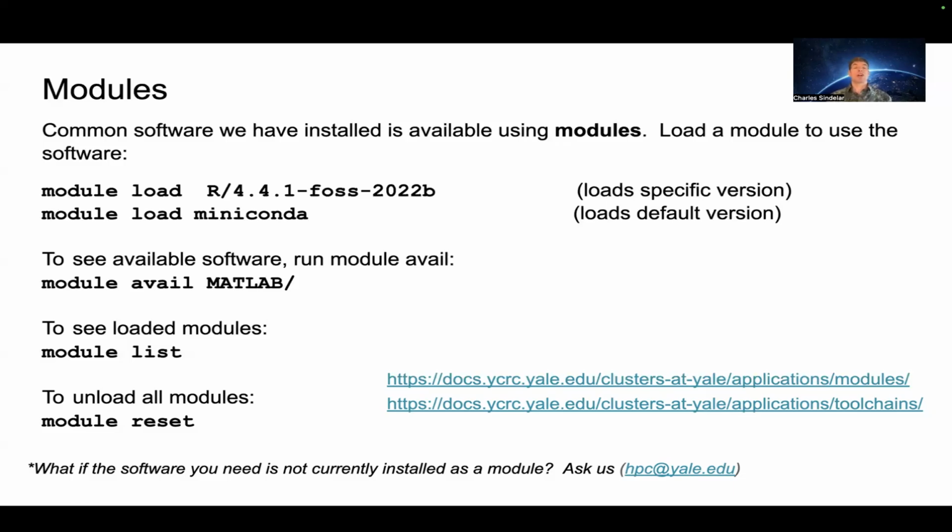You can also see all the available modules that we have by typing module avail, and you can look for specific versions by giving the name of a software. So here, for example, we have given the command to list the versions available for MATLAB: module avail MATLAB. You can also see the list of loaded modules by typing module list, and you can unload modules by typing module reset, which is especially convenient when you wish to move on from a current application and go to a new one.